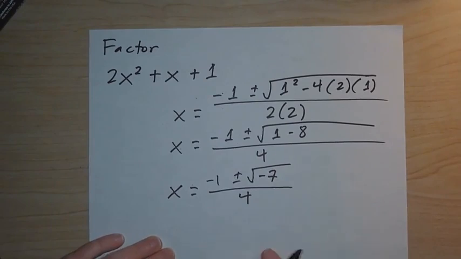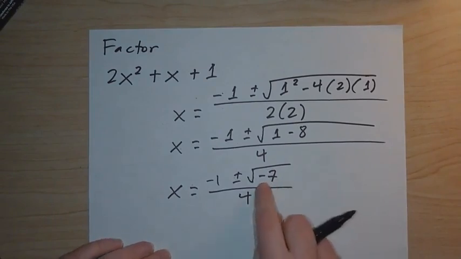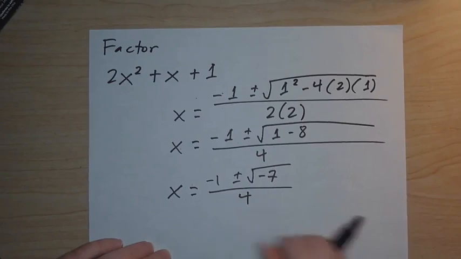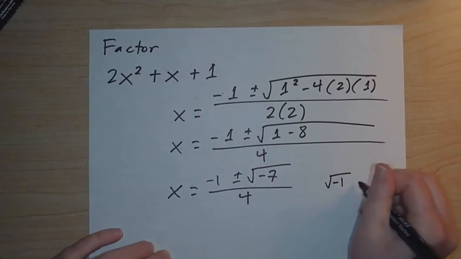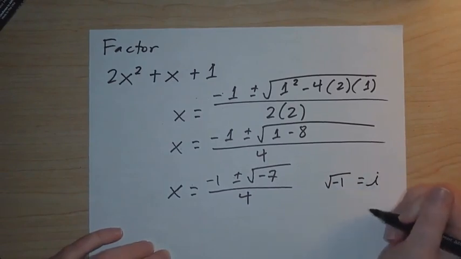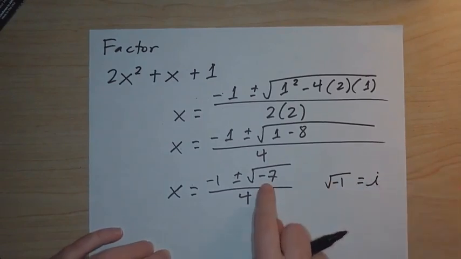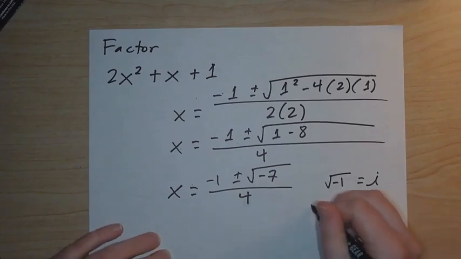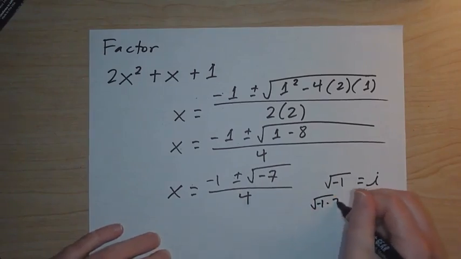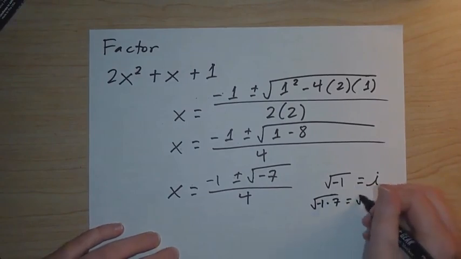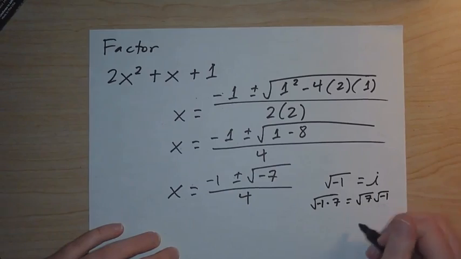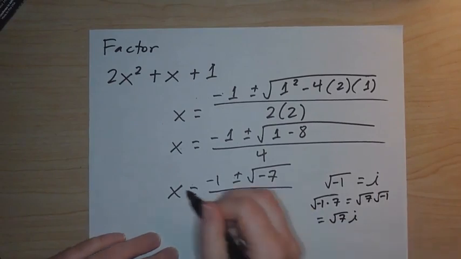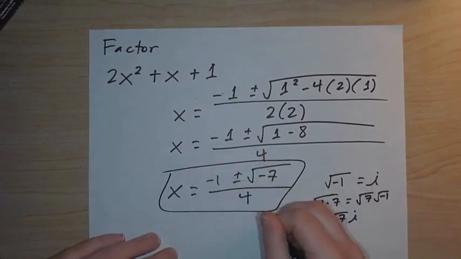Now one thing to remember is if we have a negative in a square root, it's not a real number, because if you remember, the square root of negative 1 is equal to i, which is an imaginary number. And so we can rewrite the square root of negative 7 as negative 1 times 7, which is the same thing as 7 times negative 1, the square root of 7 times the square root of negative 1, which is the same thing as the square root of 7 i. So this right here is imaginary.